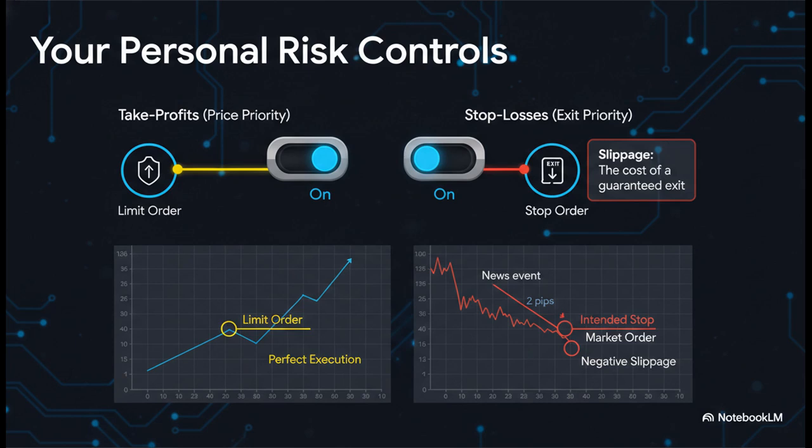Now, look at your personal risk controls. See the parallel? You're doing the exact same thing, just on a different scale. When you use a limit order for your profit target, you're prioritizing price. When you use a stop order for your stop loss, you're prioritizing your exit. You're not just clicking buttons. You are actively managing risk, just like a professional.